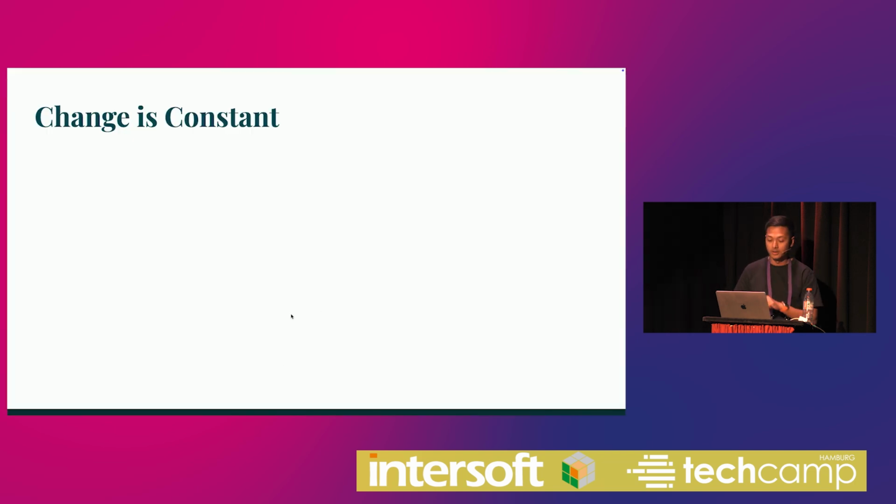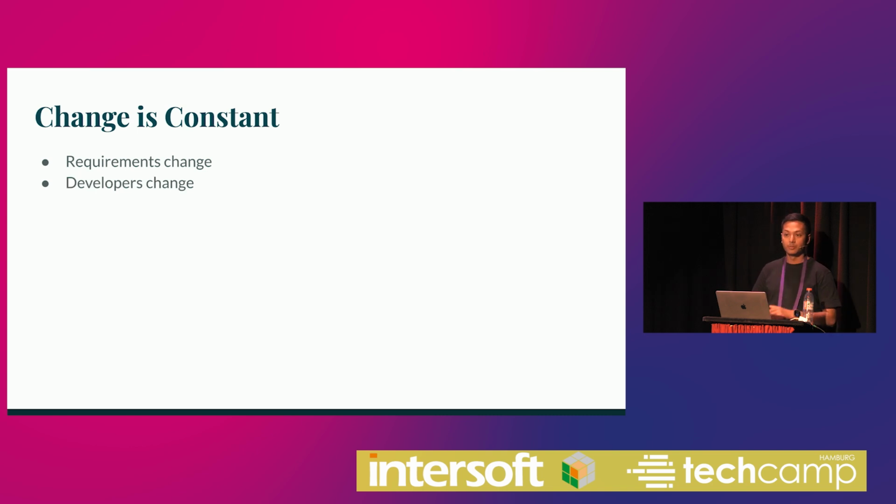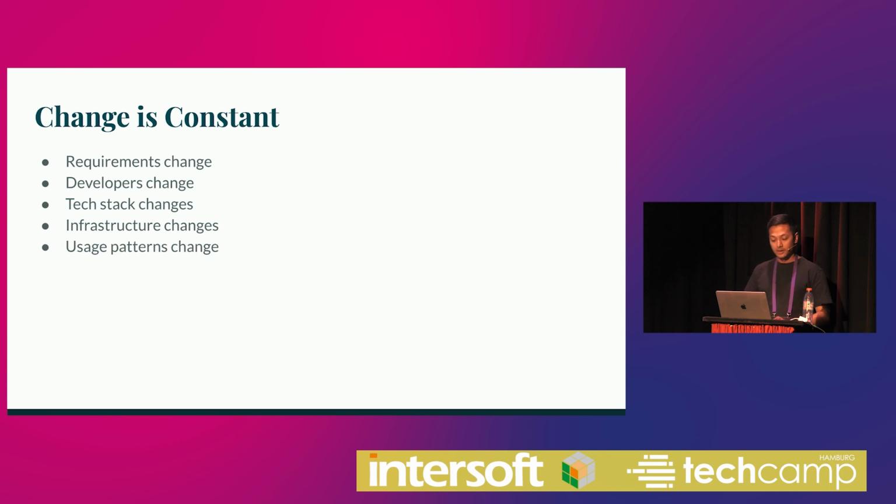Yeah, okay. So we live in a world of change. Software engineering is about dealing with change. Requirements change. We need to build more things into our applications. The people who build the system change. The tech stack we build on changes from time to time. Infrastructure changes. And even the usage patterns of the people who use our applications and the systems that we build change. But the one thing that doesn't change is the expectation that users have from our application.